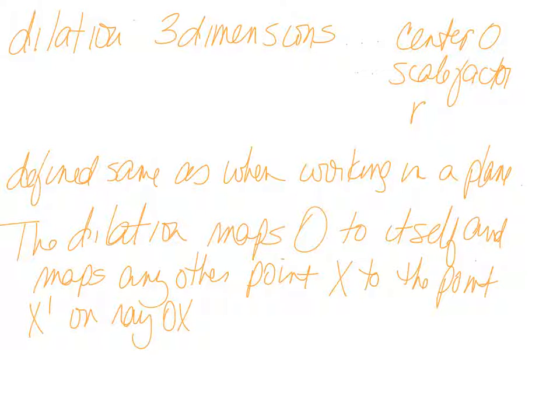Let's see. So let's do this. The dilation maps O to itself and maps any other point X to the point X prime on your ray OX, so that OX prime equals R times OX. And if R is bigger than 1, we're getting bigger, and if it's less than 1, we're getting smaller, right? All right, let's see if we can try one of these to make it make sense.